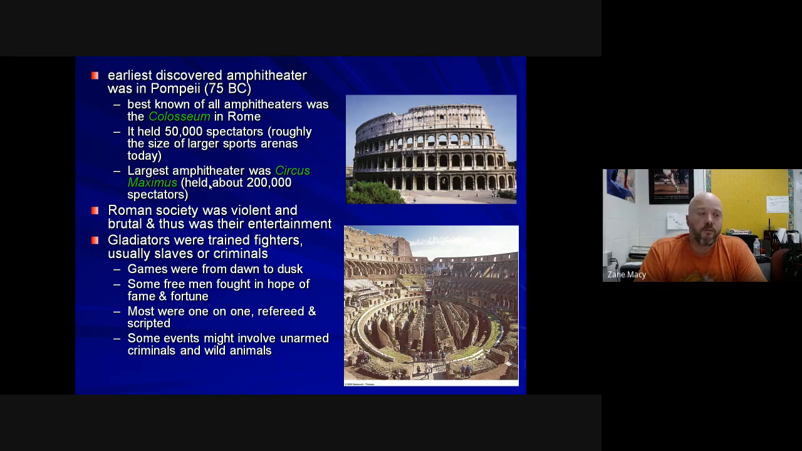Like I said, most of them were one-on-one, refereed and scripted. That wasn't always the case. And sometimes, especially at the Colosseum in Rome, just because it was equipped to do so, they might have historical simulations. Now, of course, they'd be scale battles, but you might have 2 teams instead of one-on-one combat or 2-on-2 combat. You might have 10-on-10, 15-on-15 combat.